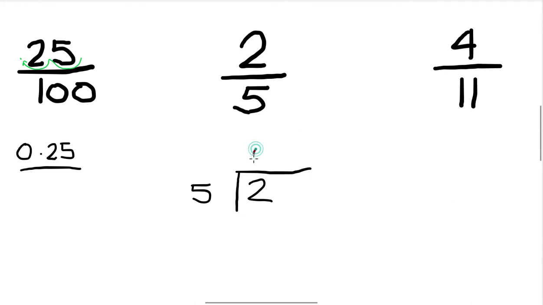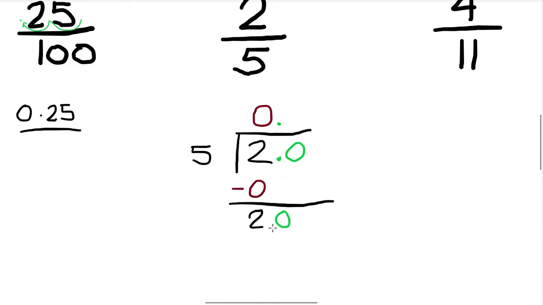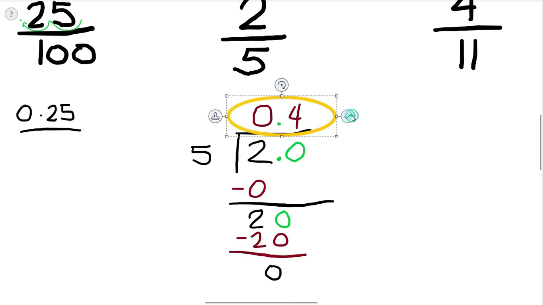There are no 5 in 2. 0 times 5 is 0. 2 minus 0 is 2. What are we going to do here? We are going to put a decimal point, and we are going to place it again in the quotient area. We put one there also. And then we add 0 and bring it down. So 20 divided by 5 is 4. 4 times 5 is 20. 20 minus 20 is 0. Therefore, our answer is 0.4. It's that easy, right?